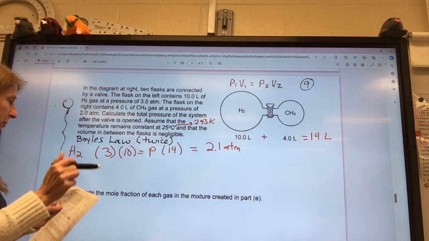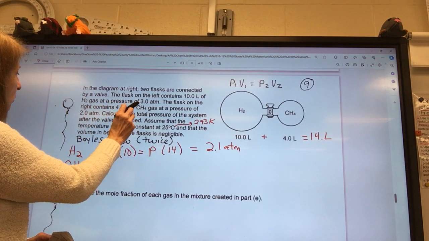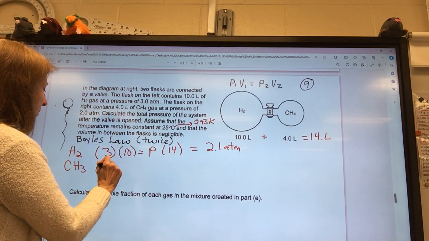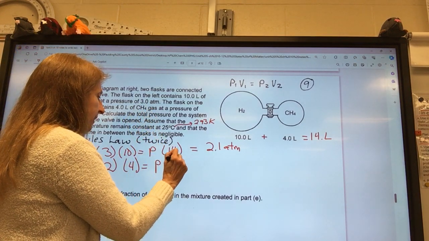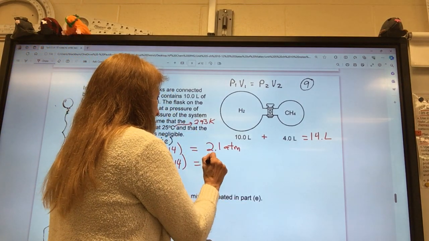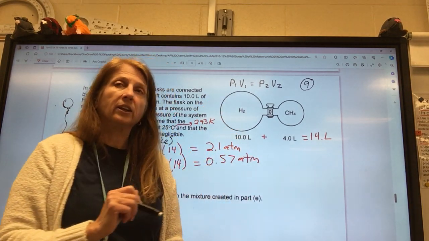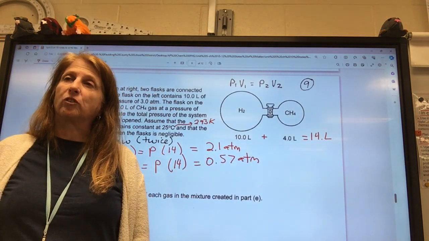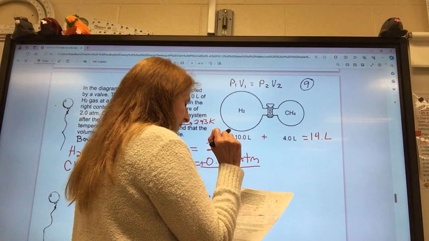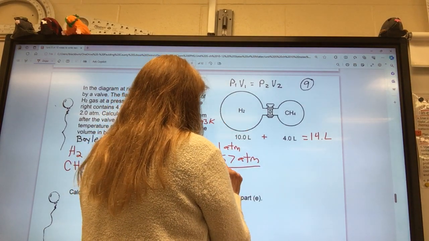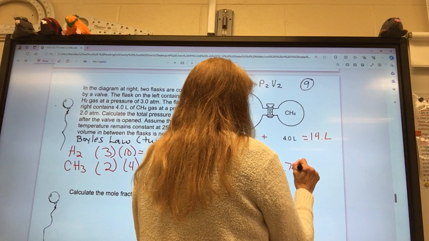Okay, now we're going to do it for the methane. It started at 4 liters at 2 atmospheres. The pressure is what we're solving for, and once it's added together, the volume is also 14, and it equals 0.57 atmospheres. According to Dalton, what do I do to these pressures to get the total pressure? Add, subtract, multiply, or divide? We add them, right? So our total pressure is 2.67 atmospheres. And we're going to round that to 2.7 because of sig figs.